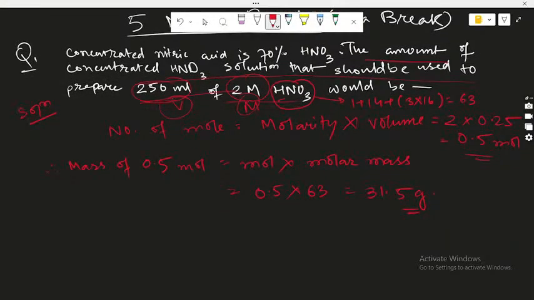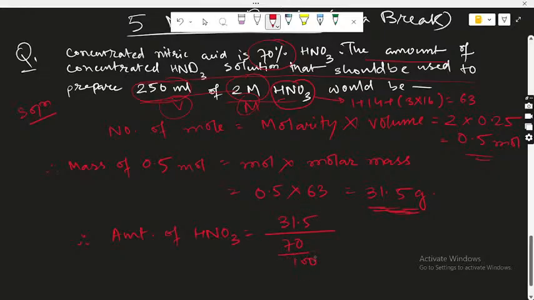But this is not the answer, because the question says that 70% HNO3 is there. So we have to divide it further by 70%, because this is not the actual mass. They say that 70% is the total mass, so we have to divide by 70%. So 31.5 divided by 70 by 100, the 0 cancels, and you will have 315 divided by 7. So solve it, you will get the answer.